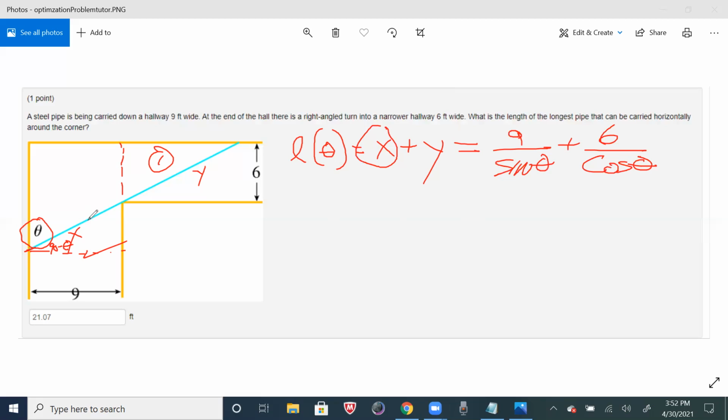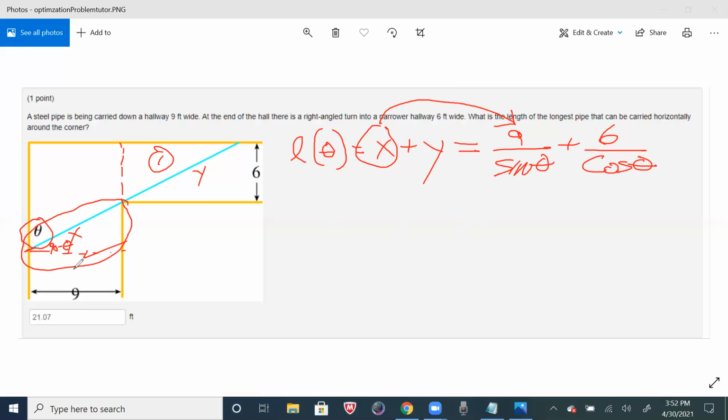In other words, it's opposite. Sine of theta is going to be 9 over X. So X is going to be 9 over sine theta. Okay, so I get that. In other words, based strictly on this triangle right here, the length of X, or it's actually the sine of 90 degrees minus theta, is it not?